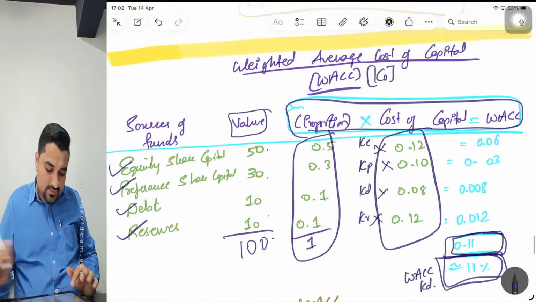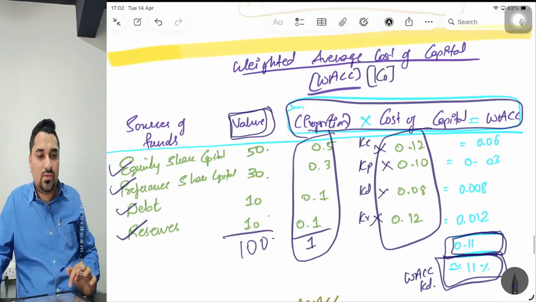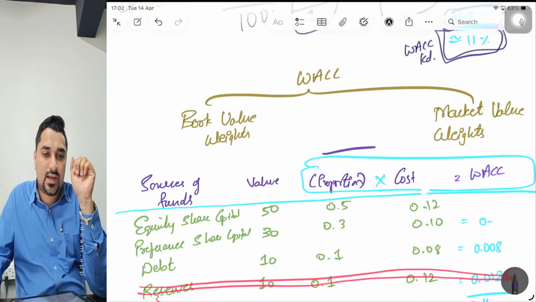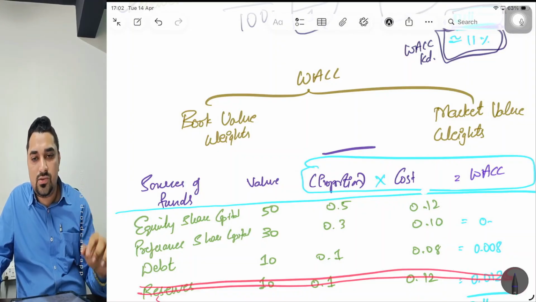Again, I have taken some figures here. Now to calculate WACC, there are 2 approaches. Either I can use book value as weights or I can use market value as weights.